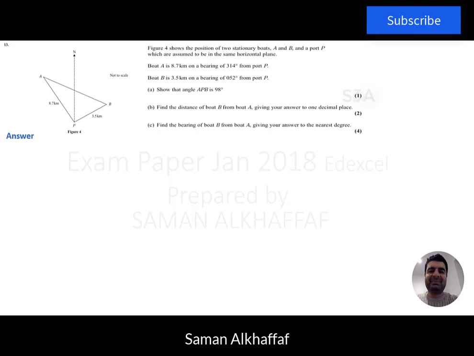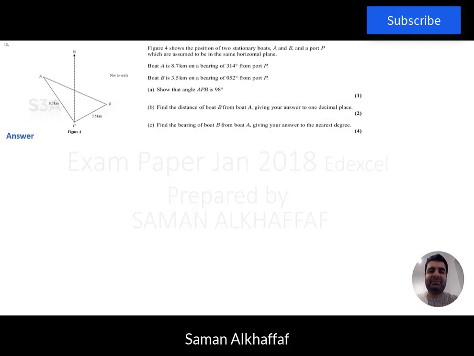Figure 4 shows the position of two stationary boats, A and B, and a port P, which are assumed to be in the same horizontal plane. Boat A is 8.7 kilometers on a bearing of 314 degrees from port P. Boat B is 3.5 kilometers on a bearing of 052 degrees from port P. And in this question, as part of A, we are asked to show that angle ABP is 98 degrees.